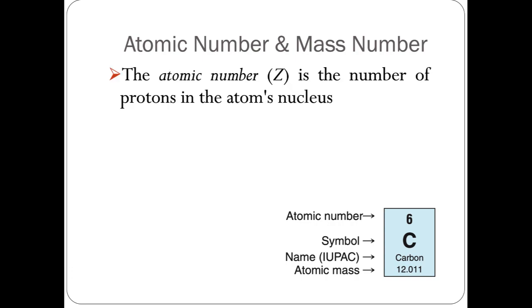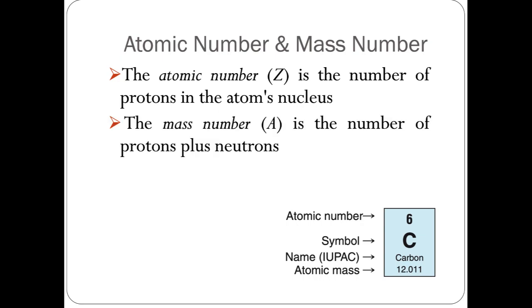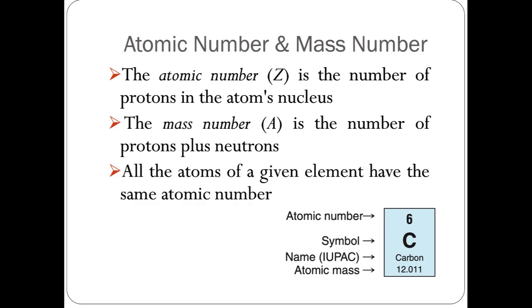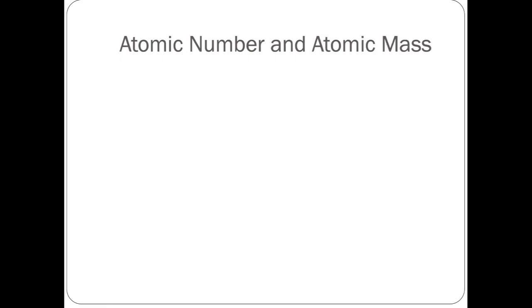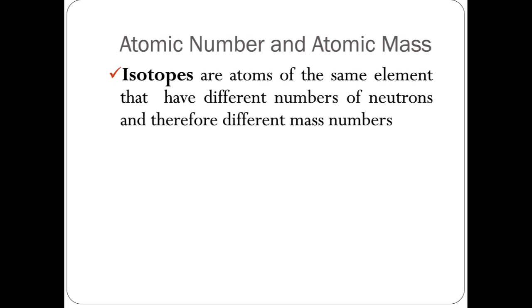What about the atomic number and the mass number? The atomic number, Z, is the number of protons in the atom's nucleus. The mass number, A, is the number of protons plus neutrons. All the atoms of a given element have the same atomic number. Isotopes are atoms of the same element that have different numbers of neutrons and therefore different mass numbers.